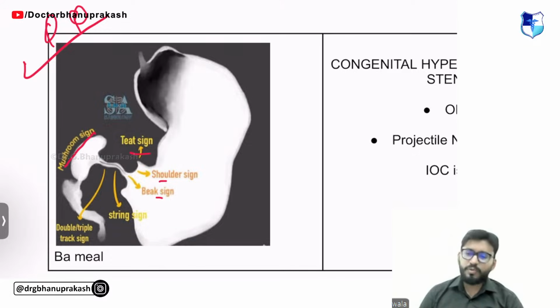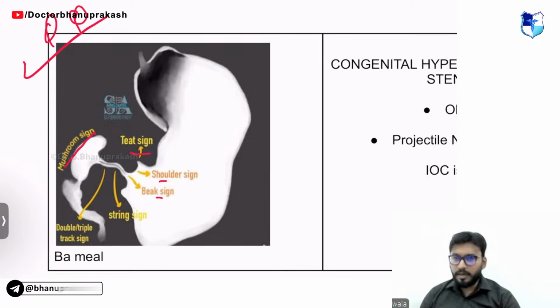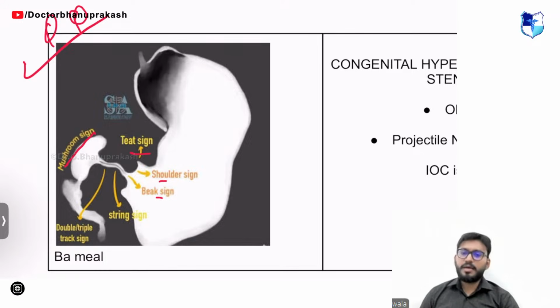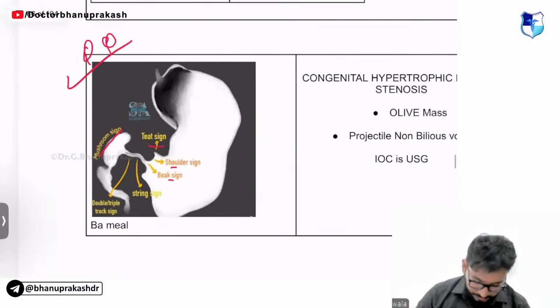The question that was asked was, which of the following signs is seen on barium meal? And which of the following signs is not seen on USG? So if you remember these names, you don't need to go into the detail of what it is. Just remember the names that these signs are seen on barium meal.